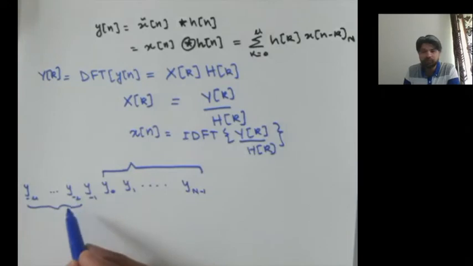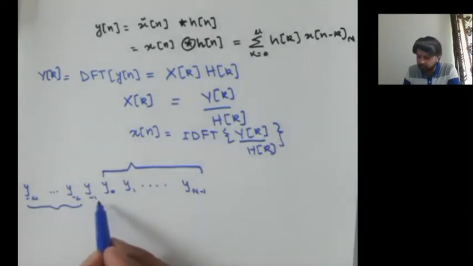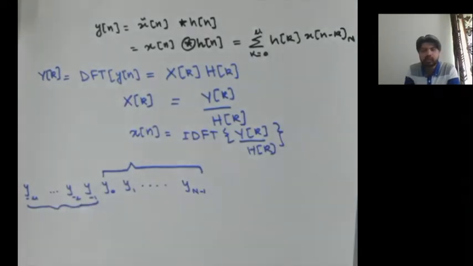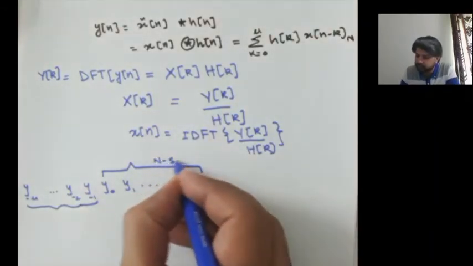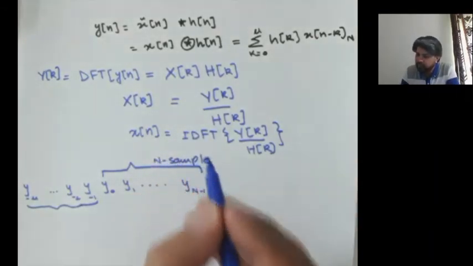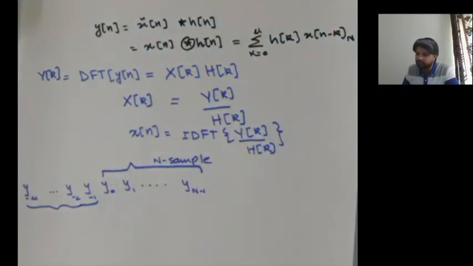So this cyclic prefix is not required at all, and that's why it is removed at the receiving end. So you only require these N samples. These N samples are required to recover your signal x of n back from what you have received.